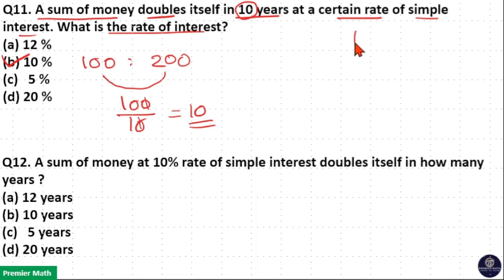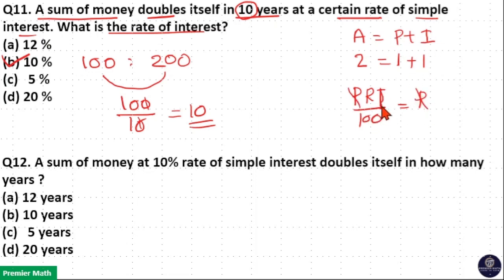Here, if you are using the formula, amount is equal to principal plus interest. That is, interest received in 10 years plus initially invested amount is equal to total amount I received after 10 years. Here, if I invest 1 unit in the bank, after 10 years I will receive 2 units. So you can see 1 plus 1 is 2. That is, principal is equal to interest. In that case, the simple interest formula is PRT by 100. And simple interest is the same as principal. Now P and P cancel. Here the time duration is 10 years. So 10 by 100 is 10. So R is equal to 10 here.